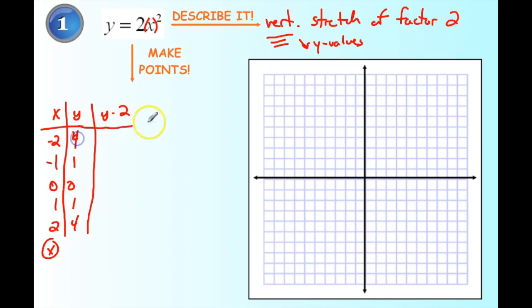That's a 4 there. So 4 times 2 is 8. 1 times 2 is 2. 0, 2, and 8. So these are now my new y's. So my new ordered pairs go (-2, 8), (-1, 2), (0, 0), (1, 2), and (2, 8). So now I can graph it. (-2, 8).